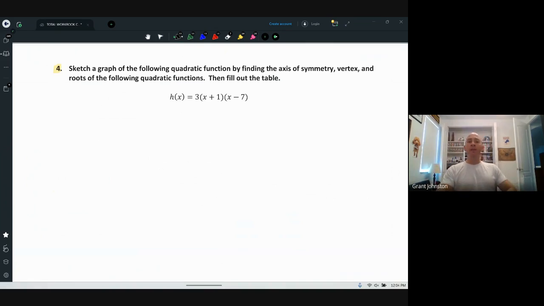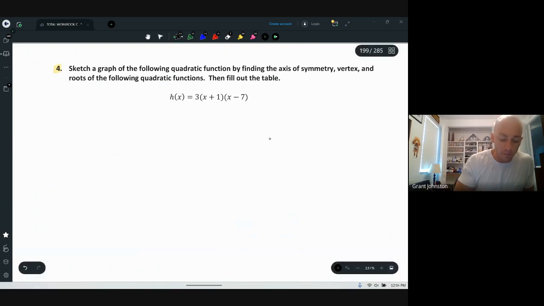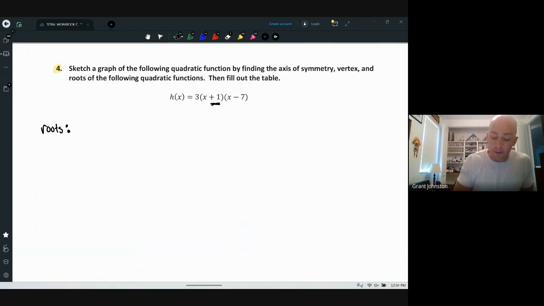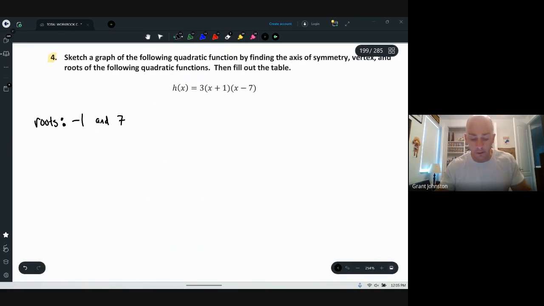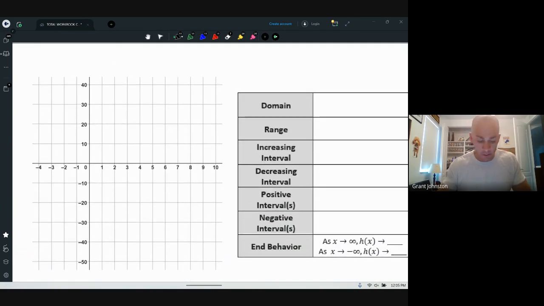So this one's in factored form. And what's great about factored form, it gives you the roots. So the roots, whoops, erase that. The roots, remember the opposite of what's in these parentheses. Those would be our roots. So it's going to be negative 1 and positive 7. So if I'm going to plot, I'm going to go ahead and plot those. There and here.